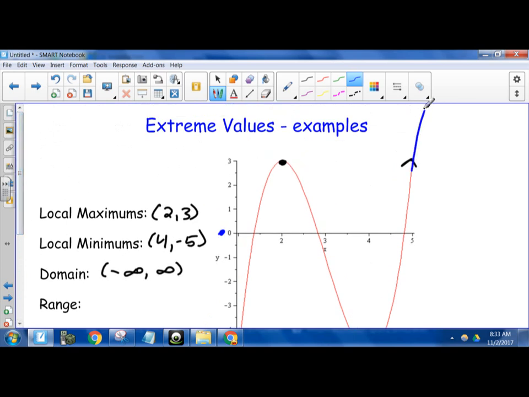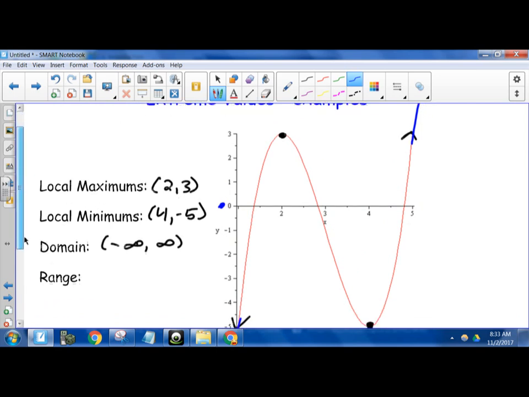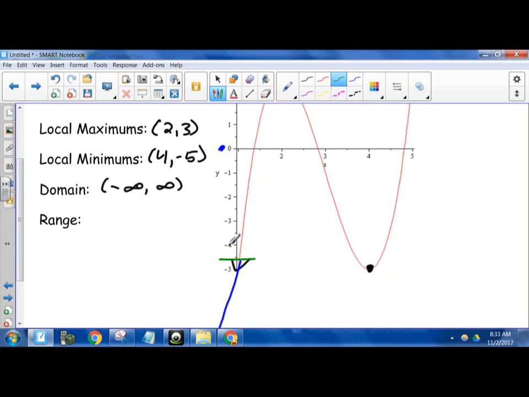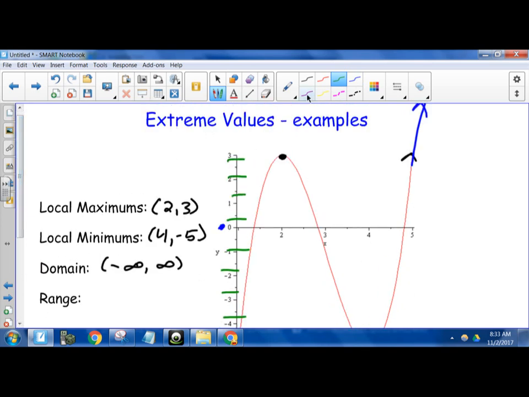And on the right side, it's going to keep going out and out, and it's going to cover everything into positive infinity. So it's an infinite domain. And likewise, if I scan up and down, so I'm looking at all the y values here, the y values will all be covered as well. So the range is also infinite. So we say the range is -infinity to infinity.